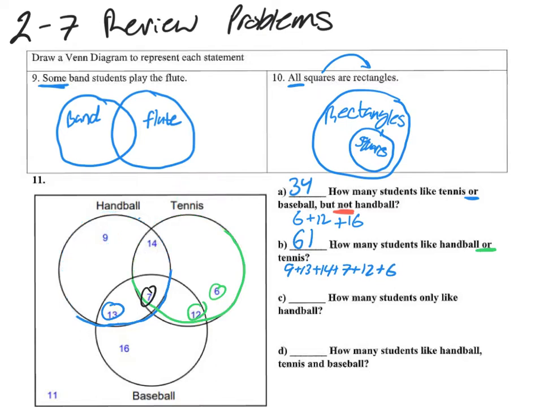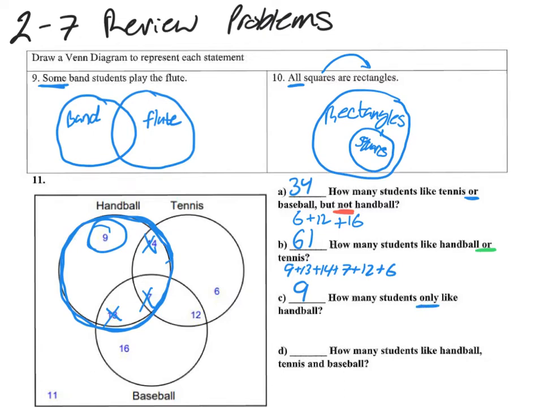All right, let's take a look at this next one. How many students like only handball? Okay, so here's handball. They are only allowed to belong in the handball circle and they're not allowed to be in any other circle. So these people like tennis. These people, in addition to liking handball, like tennis and baseball. These people, in addition to liking handball, like baseball. And these 9 students left over are the ones that only like handball.